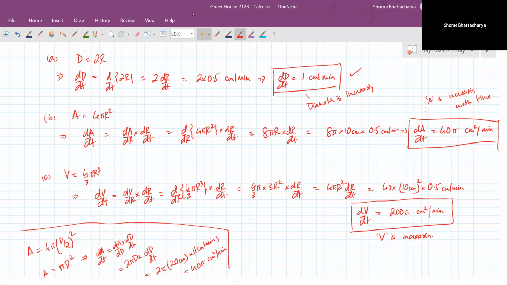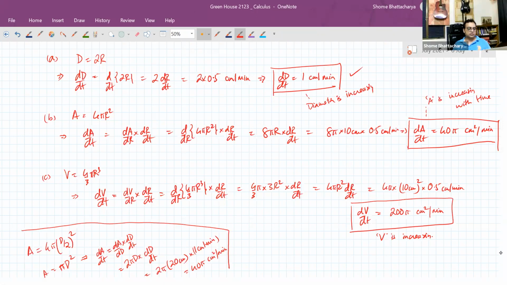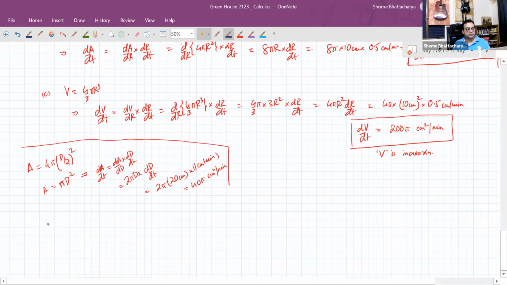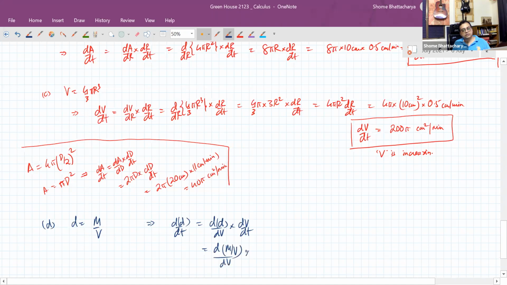Okay, now let's come to the last part. So I'll just give you a bit of a hint because nobody sent me the answer for D part except for one person. Okay, so density, suppose I use this formula, mass by volume. Okay, then the rate of change of density. So this will look a bit odd the way I'm writing it. Will be rate of change of density with respect to volume into rate of change of volume. Okay. So this thing is going to be rate of change of m by v with respect to v into dv by dt.